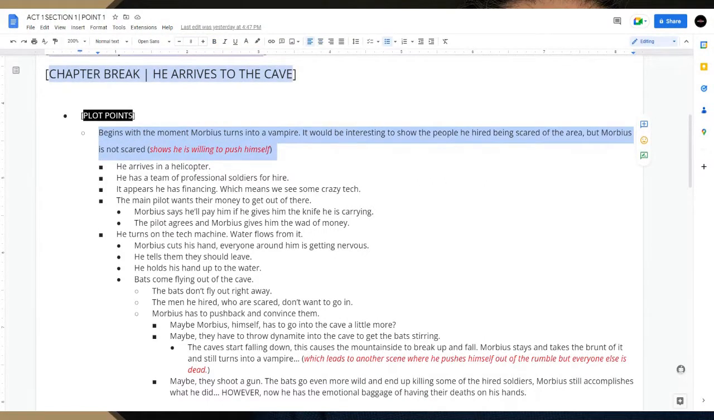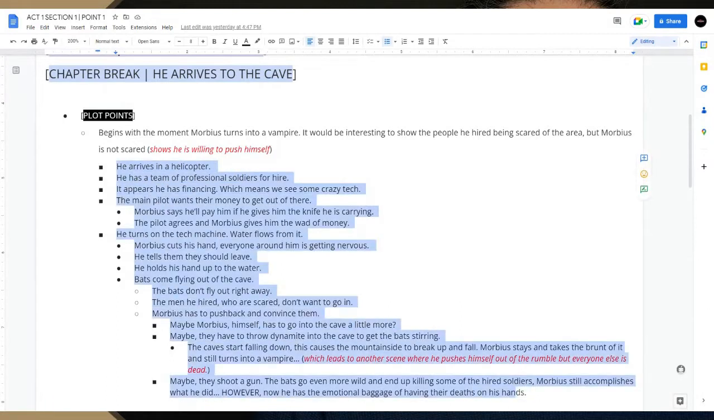Begins with movement. The moment Morbius turns into a vampire, it would be interesting to show the people he hired being scared of the area, but Morbius is not scared. That is ultimately the plot beat. This is the way you just add that beat sheet. You go, oh, I kind of need this, right? And then you would write out, these are things that need to happen. These are the scene by scene descriptions, okay? And there it is, simply.